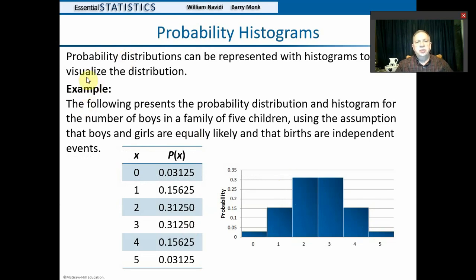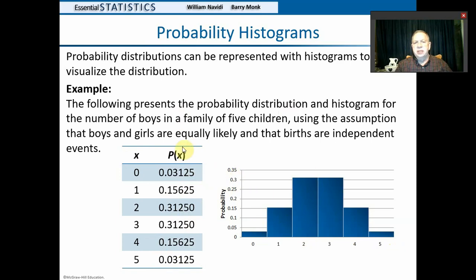So here's another example. The following represents the probability distribution histogram for the number of boys in a family of 5 children. Using the assumption that boys and girls are equally likely and that births are independent events, you just basically come up with this probability, and we'll look at it a little bit later to see how we can develop something like this. But we list the x's, here's the probabilities, and we know we've done this many times before of just building that histogram, and this is what that would look like.